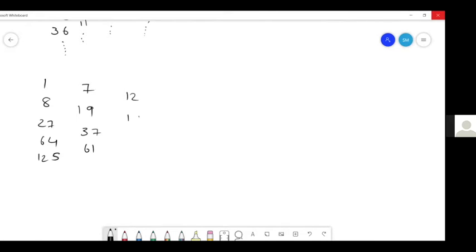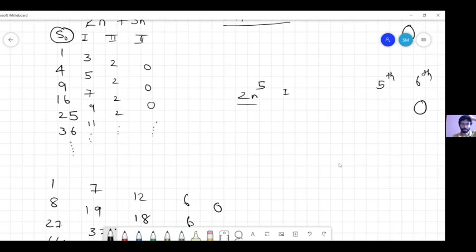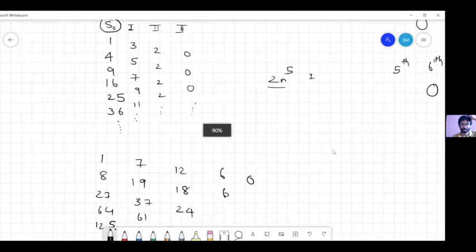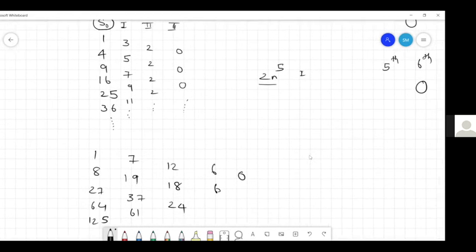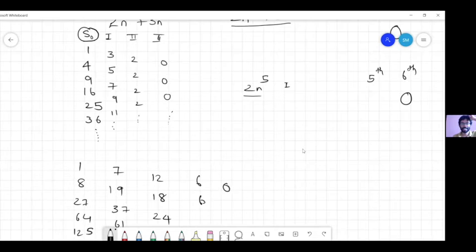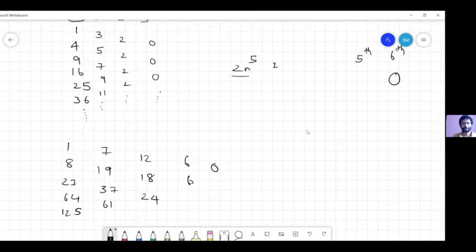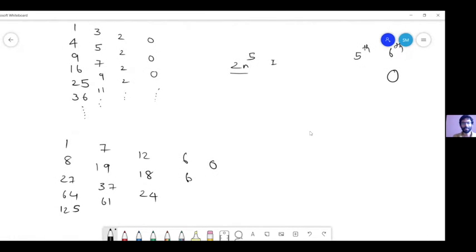Next 12, 18, 24. Next 6, 6. Next 0, 0. Okay. So for squares, this is the behavior for squares. This is the behavior for cubes. Right. Now seeing this, what all are you able to tell? What all questions come to your mind?